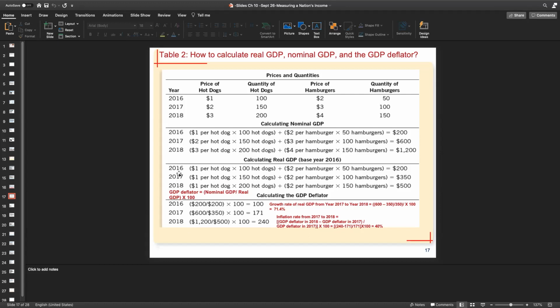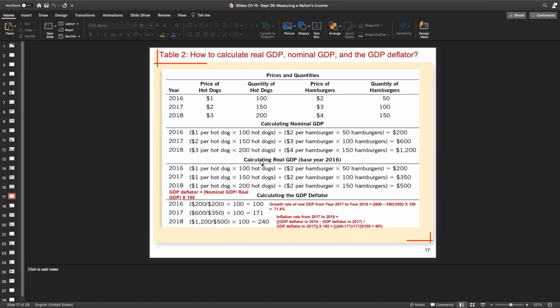So in 2016, you can see that we keep the prices. Suppose you're hired as an economist at the Bureau of Labor Statistics, and your boss is asking you to keep the base year as 2016 and calculate the real GDP for 2017 and 2018. So in that case, the real GDP for 2016 would be basically the same.